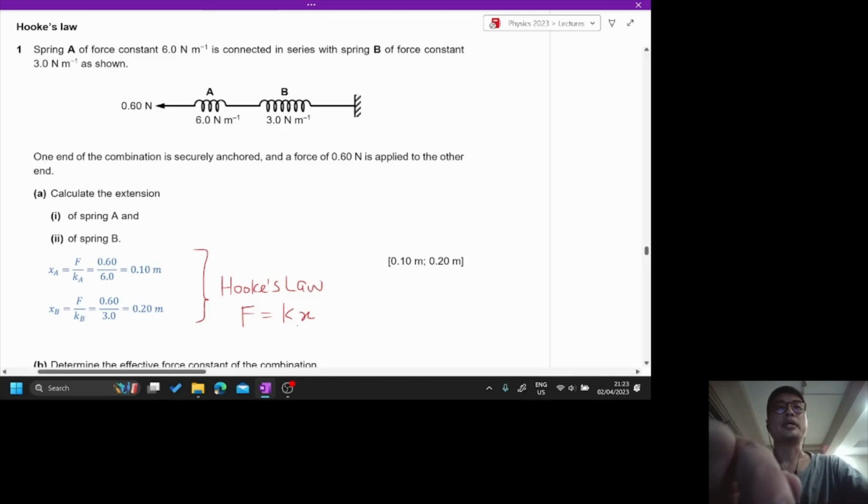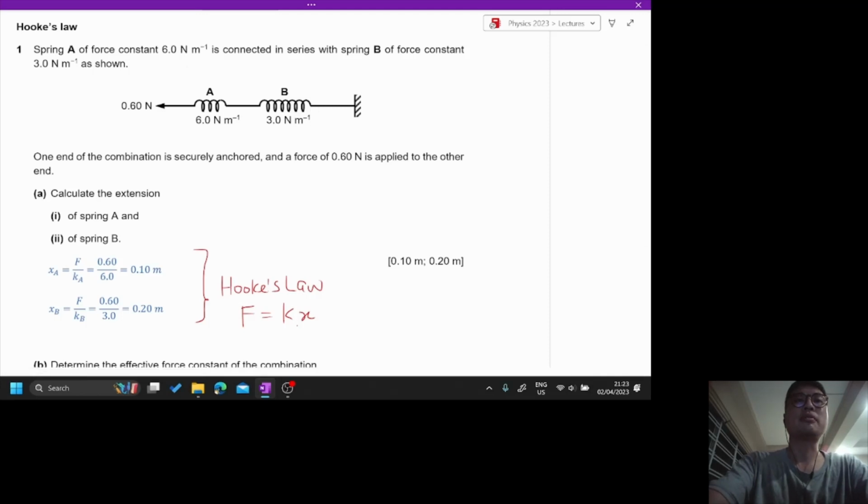Now this spring is being pulled by a force of 0.6 Newton. It's connected to spring B, and then it's connected to the wall. Now, what we need to know is that when springs are connected in series, the tension in each of the springs is the same. So spring A is being pulled with a tension of 0.6 Newton. Spring B is also being pulled by a tension of 0.6 newtons as well.